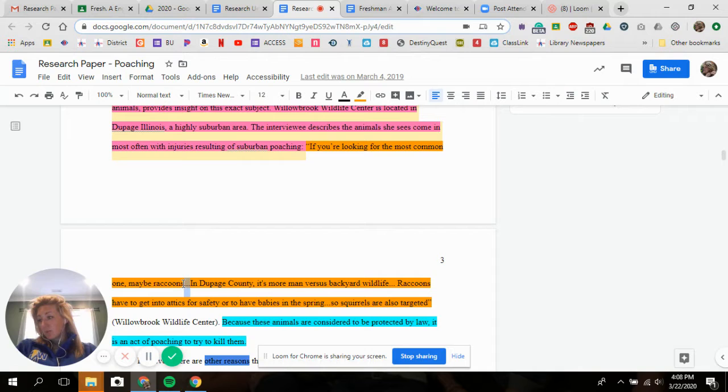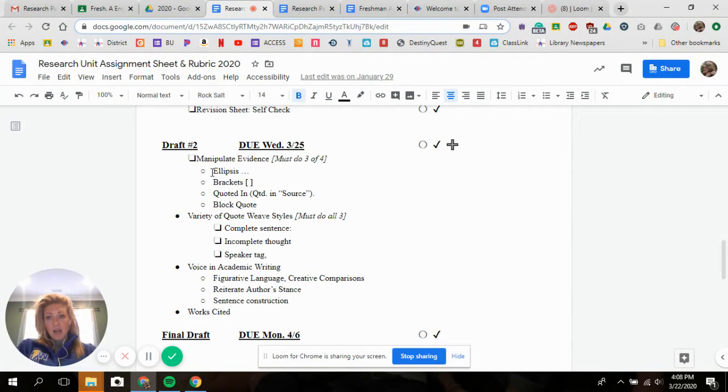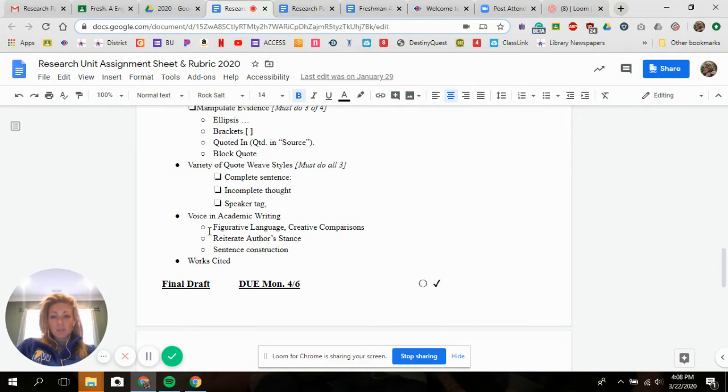Okay, so for draft number 2, we've already talked about manipulating evidence, and you have to do 2 out of these 4. Then we've already talked about the variety of quote weave styles. You must do all 3. So you have to do a complete sentence with a colon, an incomplete thought that just naturally goes right into the direct quote, seamlessly, and then the speaker tag. I'm going to show you a few examples in the student example of where you can add voice and academic writing with your figurative language and creative comparisons, reiterating the author stance, and then the sentence construction as well. Okay, so let's jump back over here.